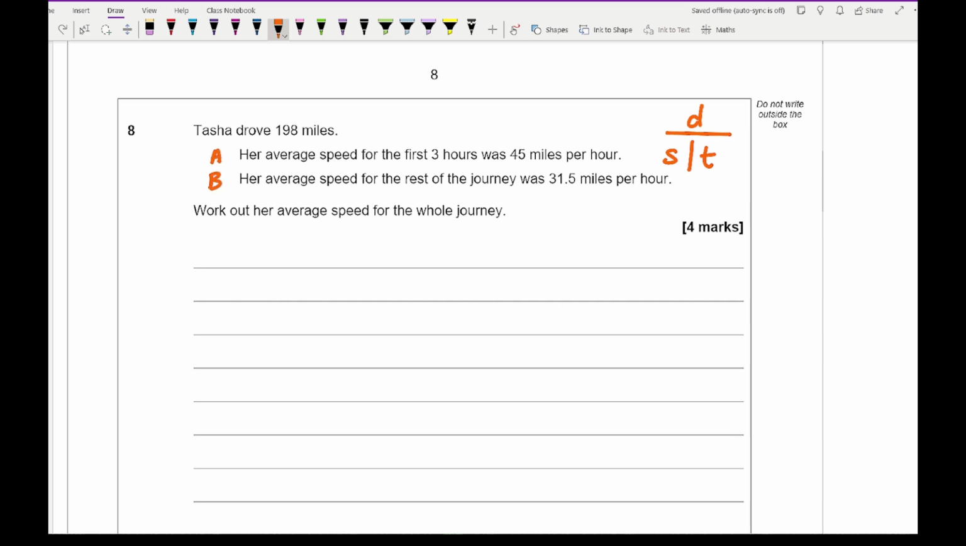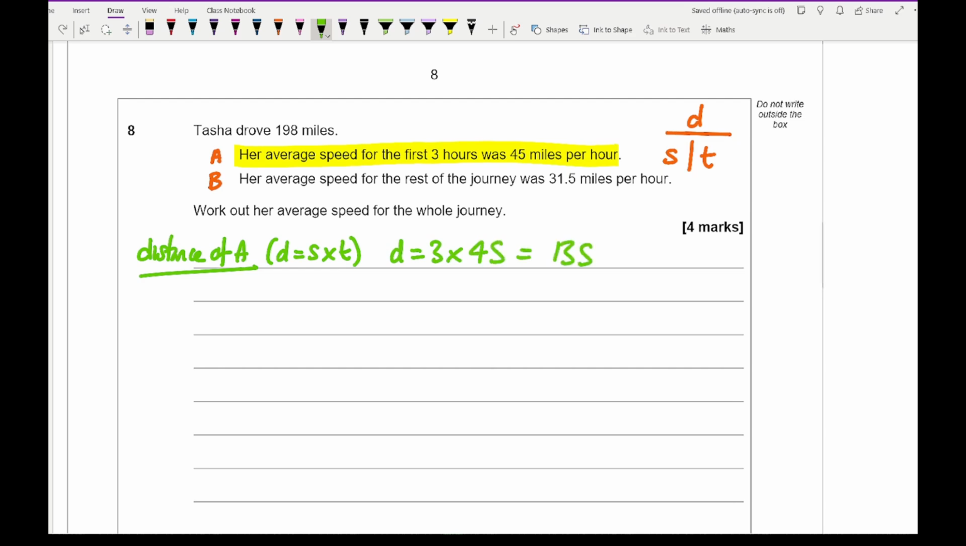So reading the information for A, it says that her average speed for the first 3 hours was 45 miles per hour. So the information that's missing is the distance of A. So the distance of A, well, to work out the distance, that's going to be equal to speed times time. So if I do that calculation, that's going to be D equals 3 times 45, which gives me an answer of 135 miles. Now, once I've got the distance of A, I can then work out what the distance of B is, in which that's going to be 198 minus 135, and that gives me 63 miles.